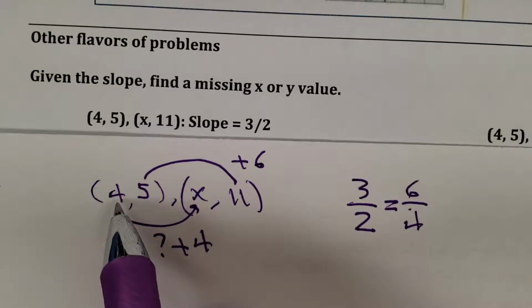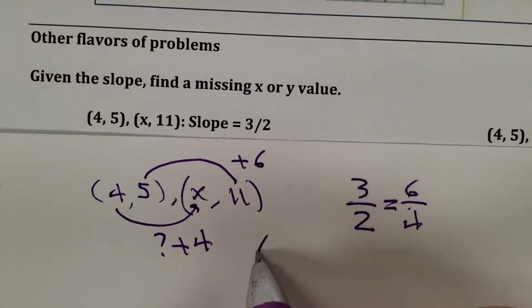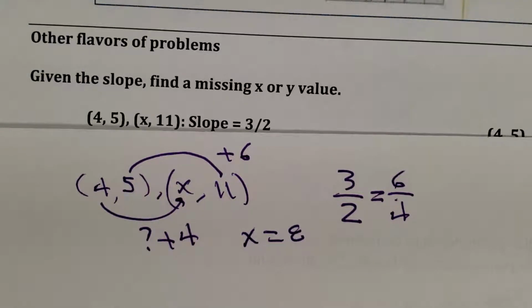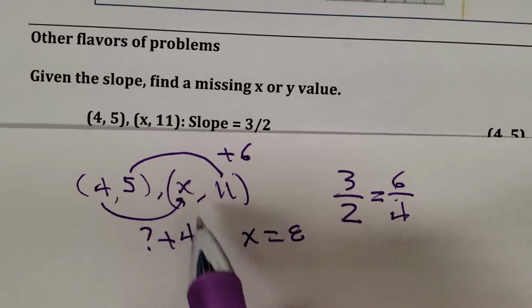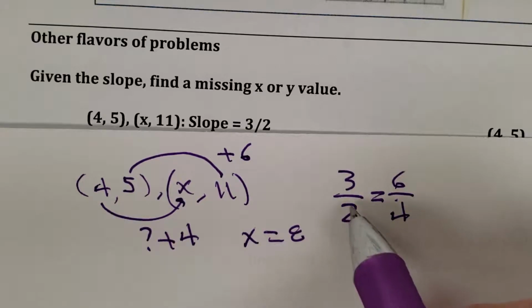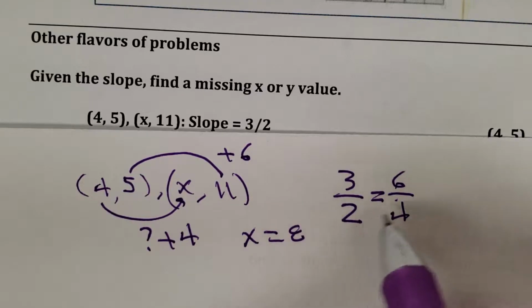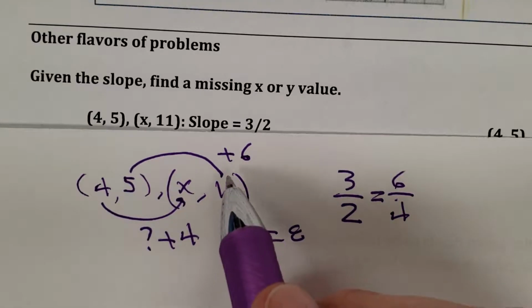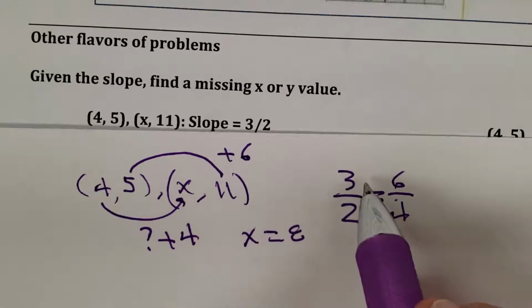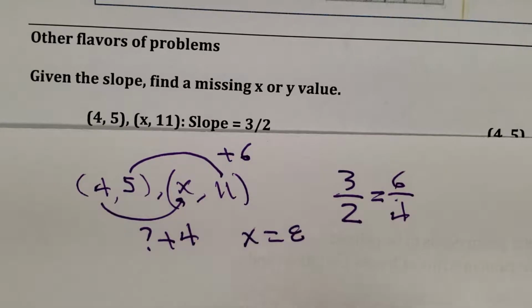So go ahead and finish this off. 4 plus 4, x is going to have to equal 8 in this situation. So again, map it out, take your time, draw the actual change, and then scale it up or scale it down. This is probably one of the tougher ones because most of the time it's the same numbers. But in this case, we had to scale up our slope to match the jump. Plus 6 and a 3, plus 4 and a 2. That's the same thing. 6/4, 3/2, that's the same slope.